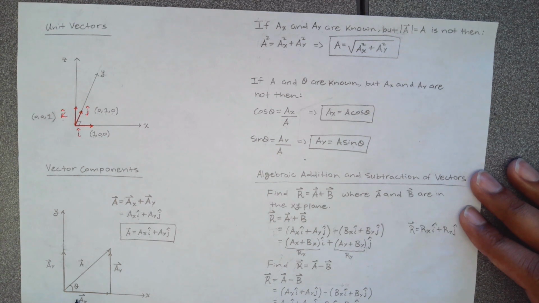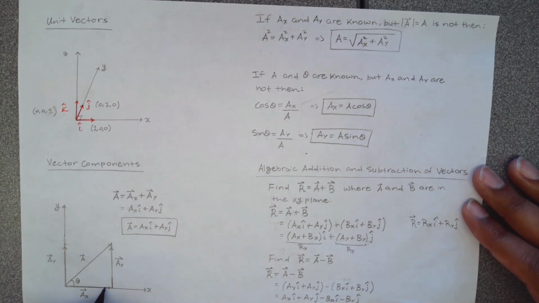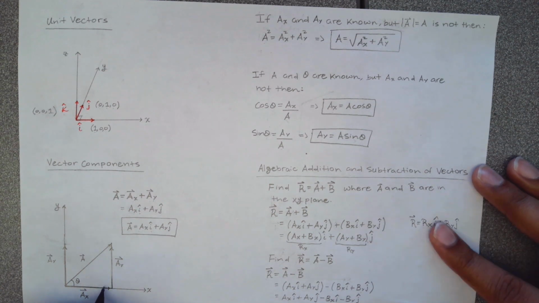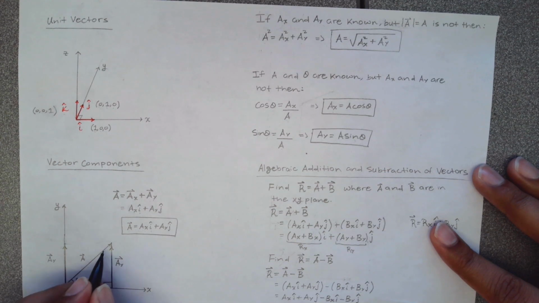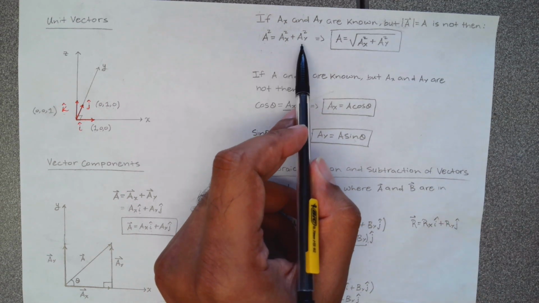That is just given by the Pythagorean theorem, because this is a 90-degree angle here. So this is 90 degrees. If I know this side and this side, then I can determine this hypotenuse. So that's just A squared equals ax squared plus ay squared.